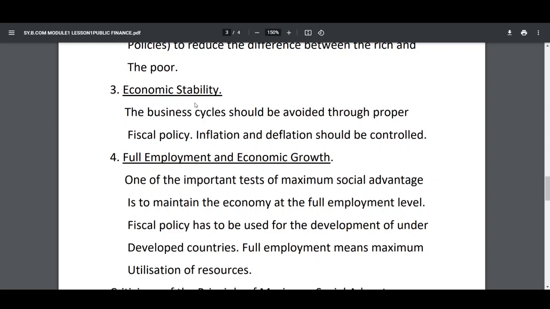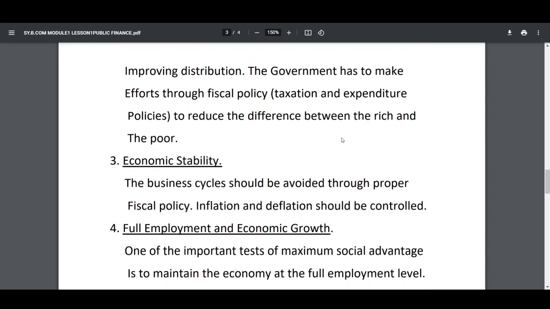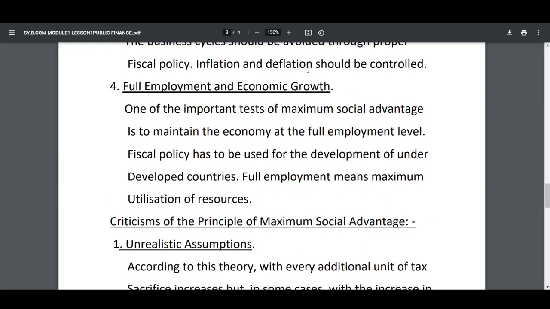Third point, economic stability. When the economy is unstable, when there is inflation and deflation, the government has to take different monetary measures, and here they will be using fiscal measures to control inflation and deflation and to maintain economic stability.